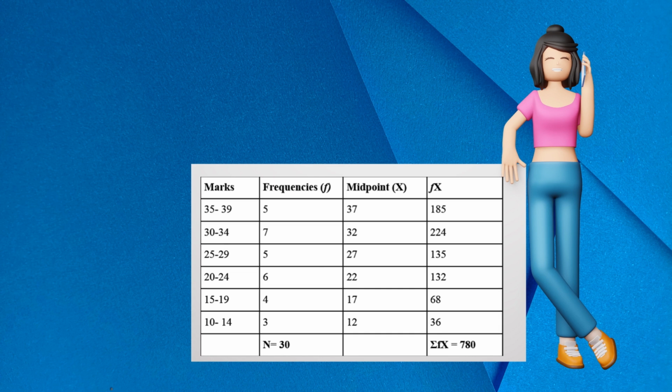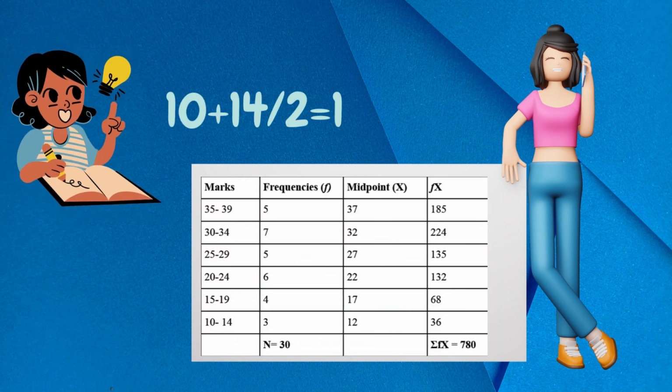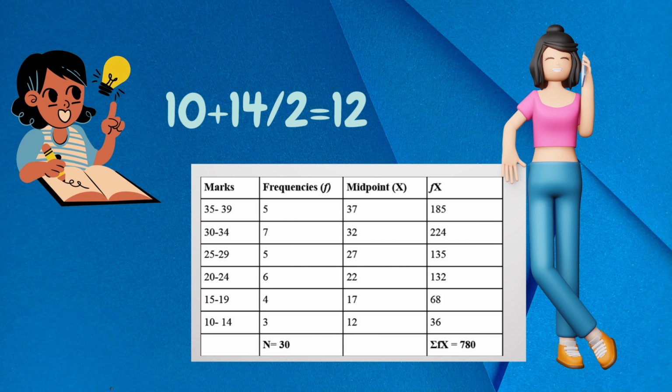Then we have calculated the midpoint, because the formula requires the midpoint. And how do we calculate the midpoint? We calculate the midpoint by adding the minimum score and the maximum score of the class interval and dividing by 2. For example, for the first class interval 10 to 14, we have midpoint 12. How do we calculate it? 10 plus 14 divided by 2, which is 12.